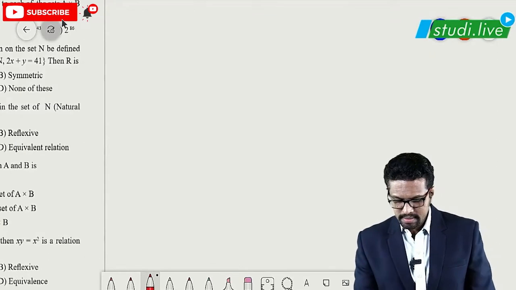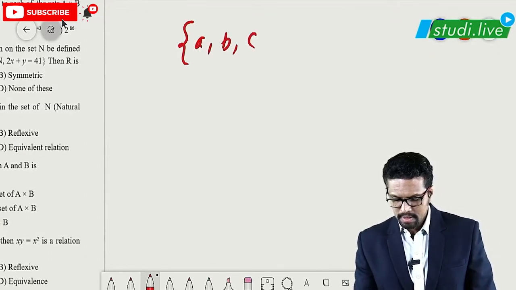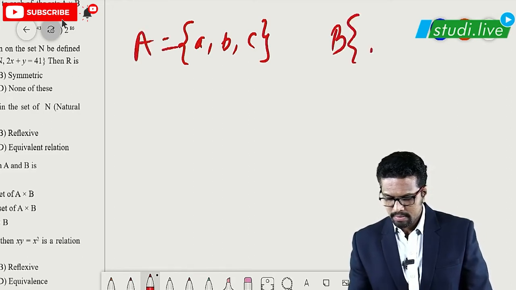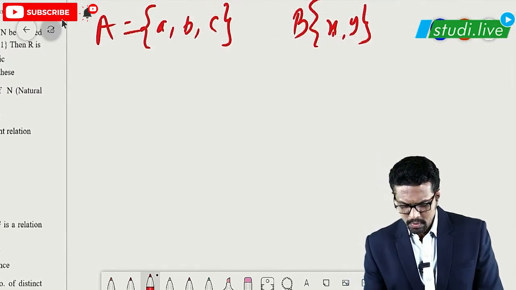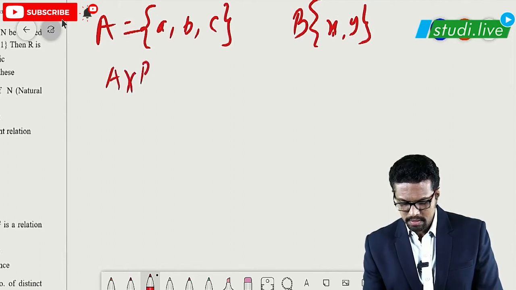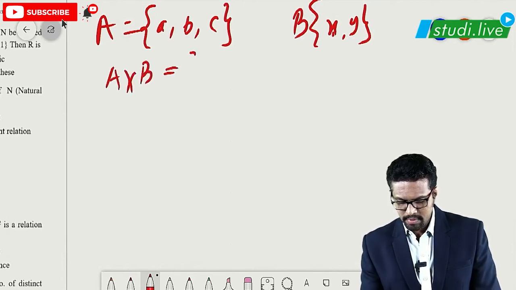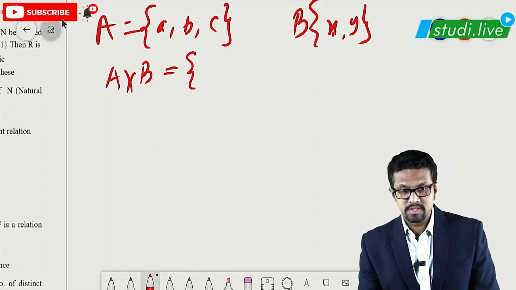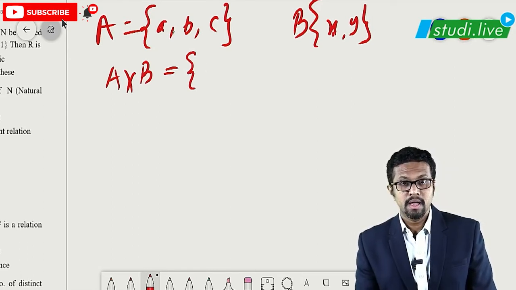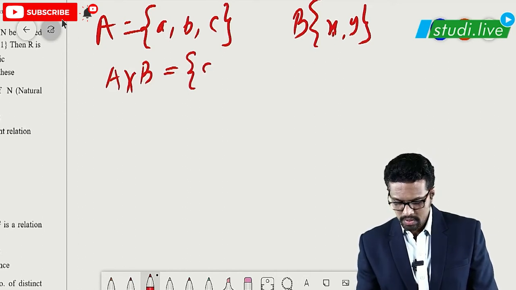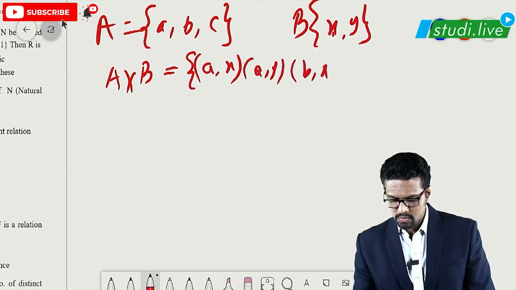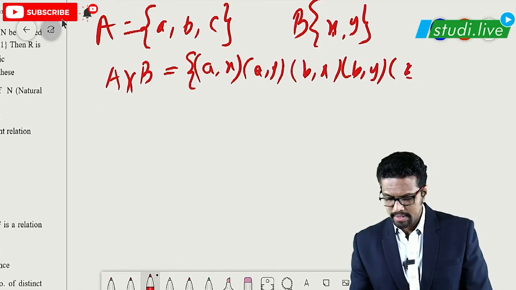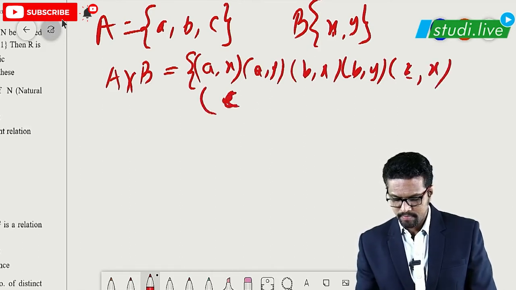So set A contains A, B, C, and set B contains X, Y. What will be the product of the set A cross B? The product of A and B will contain all the ordered pairs in which the first element is from set A and the second element is from set B. So it will be A comma X, A comma Y, B comma X, B comma Y, C comma X and C comma Y. That's it.